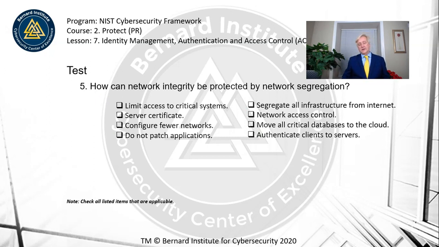Question number 5, how can network integrity be protected by network segregation? Well, limiting access to critical systems. So if you have, again, financial systems or general ledger or treasury systems, you might want to have additional layers of control around that, restricting access to only the people that need to have access to it. So limiting access to critical systems, server certificate, pardon me.